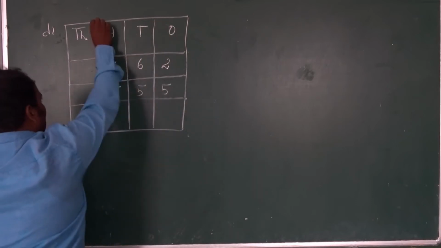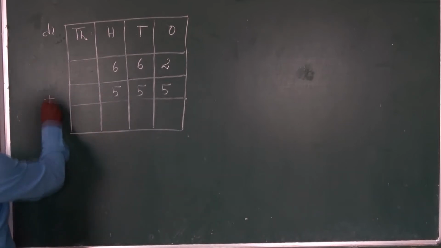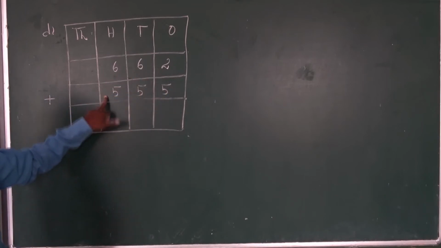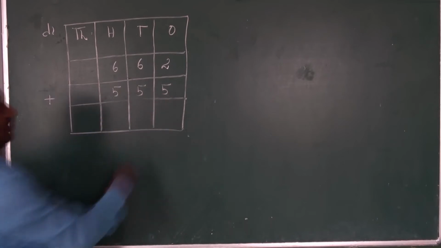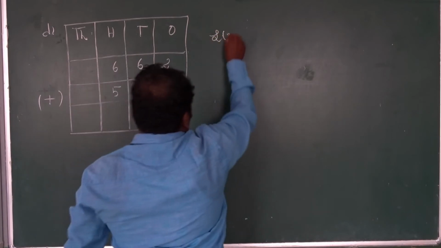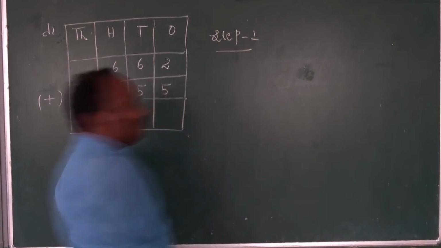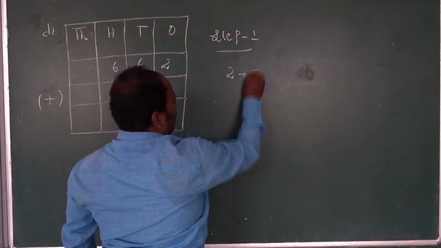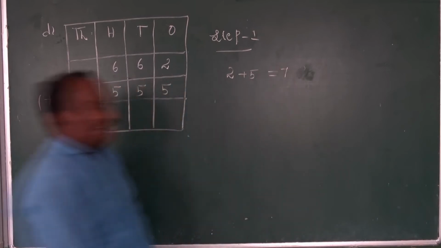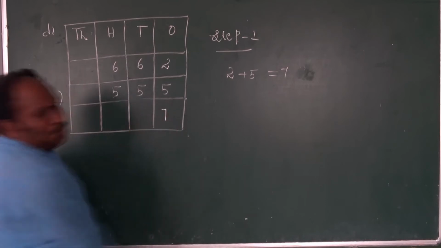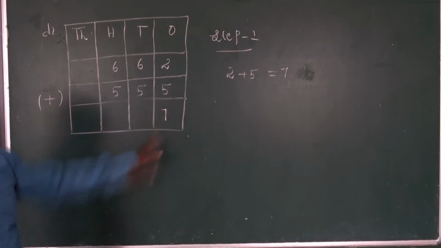Add two 3-digit numbers. First one 662. Then second one 555. Always first we add ones place. So step 1. 2 ones plus 5 ones. So 2 plus 5 is equal to 7. The number 7 write in ones place.